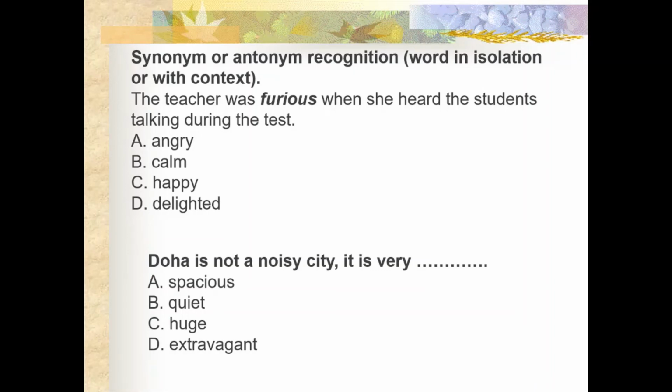Look at the first one. The teacher wants to check the understanding of his students of the word angry. So he gives them the synonym furious for the word angry. Look at the second example. Doha is not a noisy city. The teacher wants to check the student's understanding of the word quiet. So he uses the antonym of the word quiet, which is noisy.